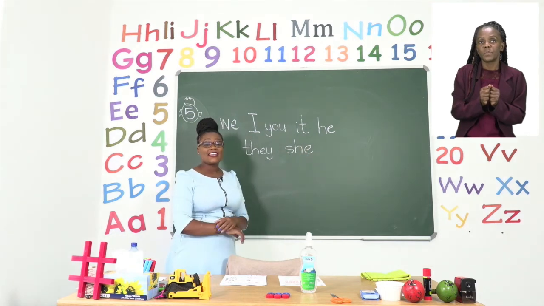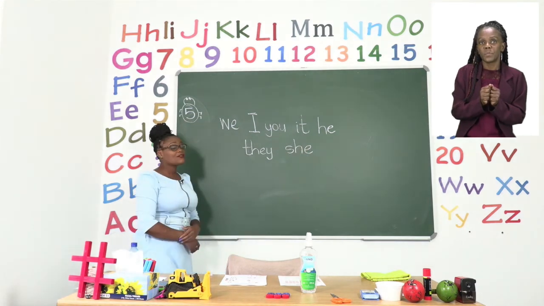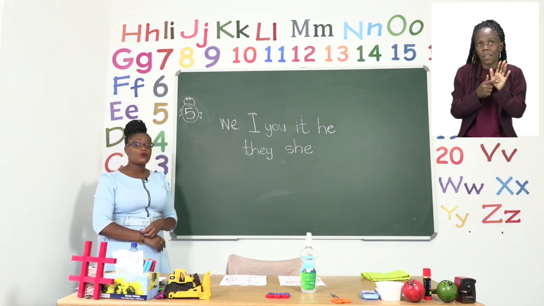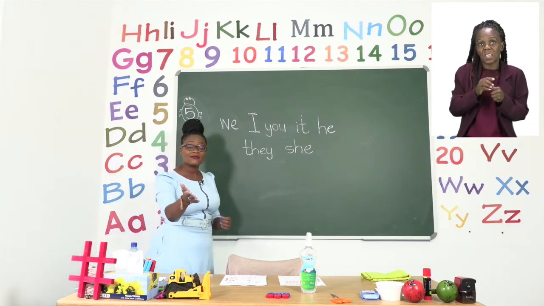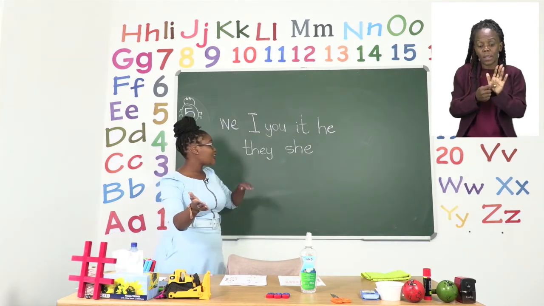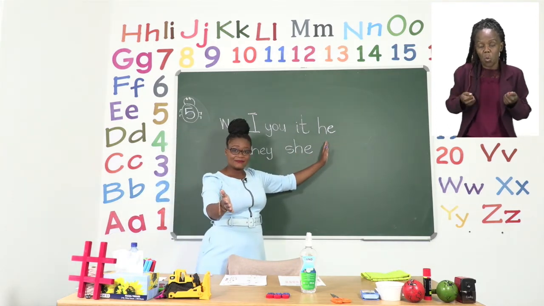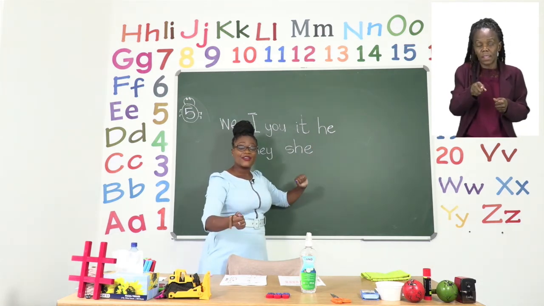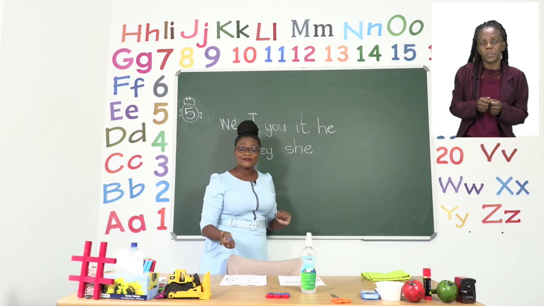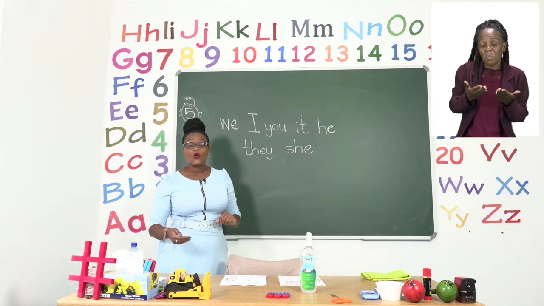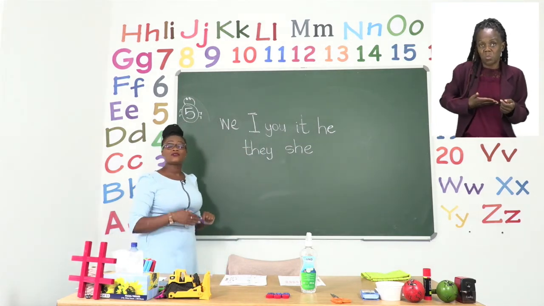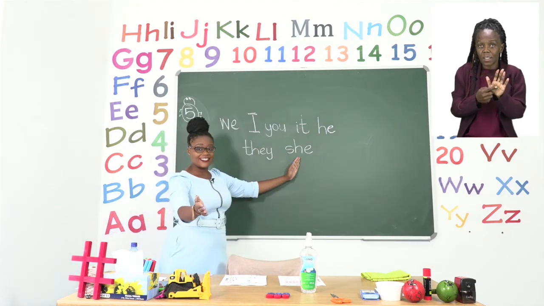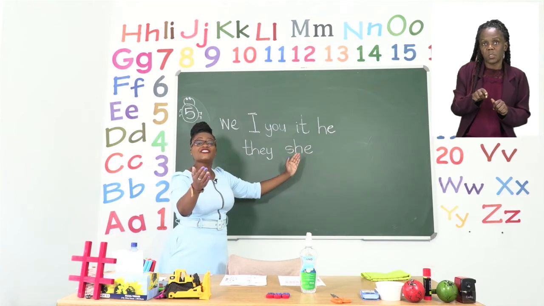Very good. Now let us move on. If the person we are pointing to is a man or a boy, we now point to that man or boy and we say he. He. Very good. And if that person is a girl or a woman, we point to that girl or woman and we say she. She.